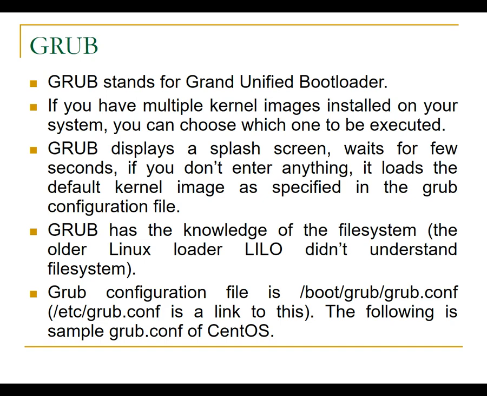So GRUB has knowledge of the file system. Older Linux loads LILO, which doesn't understand such types of file systems. That means in older operating systems there was no option of installing dual operating systems on a single system. At that time you could only install a single operating system on a computer, but nowadays in the latest computer systems, as LILO is replaced by GRUB, you can install dual operating systems on a single computer itself.